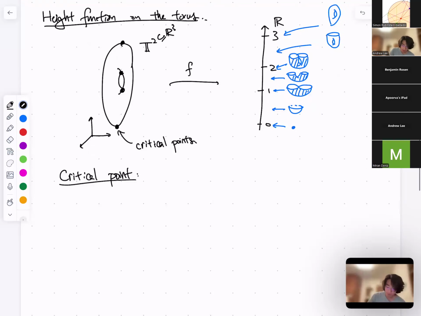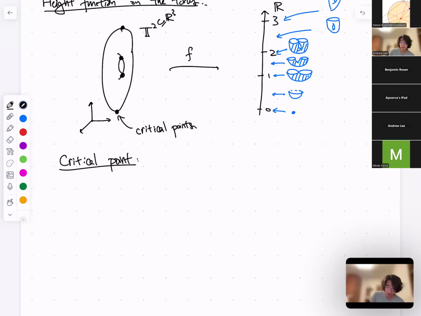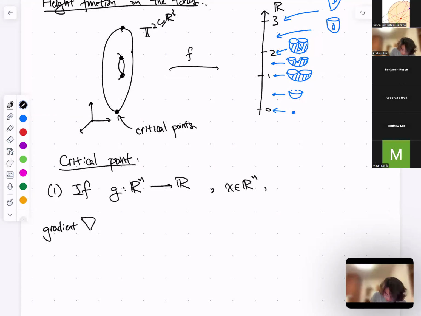So, okay, there's method 1. I'm going to go back to the general setting. If I have a function g from Rn to R, so this is an n variable function, and if I pick a point in Rn, then its gradient is this guy, which is the vector of partial derivatives at that point.